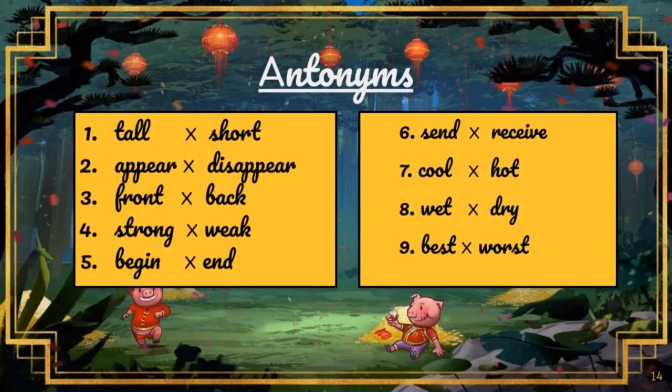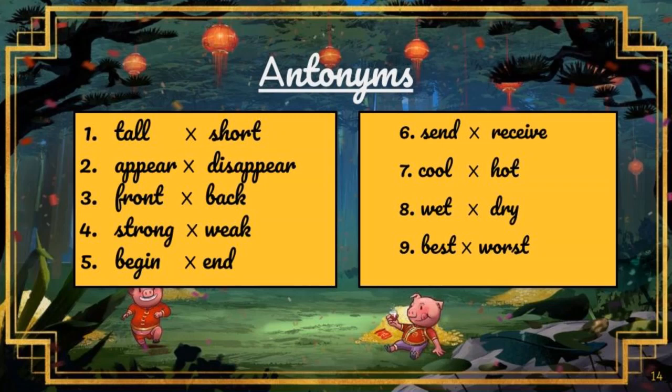Let us see one by one. Look at the first one. The given word is tall. The opposite of tall is short. Let's move to the second one. The given word is appear. The opposite of appear is disappear. Let's move to the third one. The given word is front. The opposite of front is back.